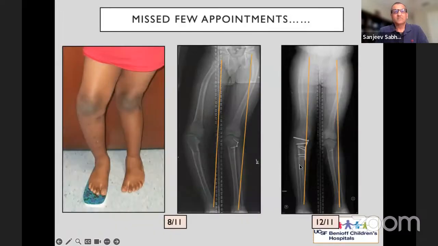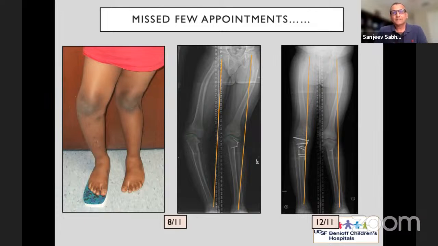So here he is after missing a few appointments. And this is what I was talking about earlier in terms of the need for close follow-up. So it's not that it just happens in countries where you don't have resources. Even in countries with a lot of resources, there are individuals and families that for one reason or another do not follow up. And you've got to chase them, and still sometimes it doesn't work.